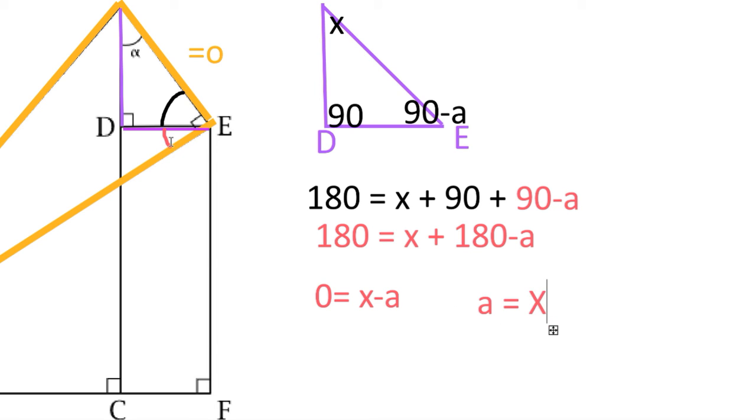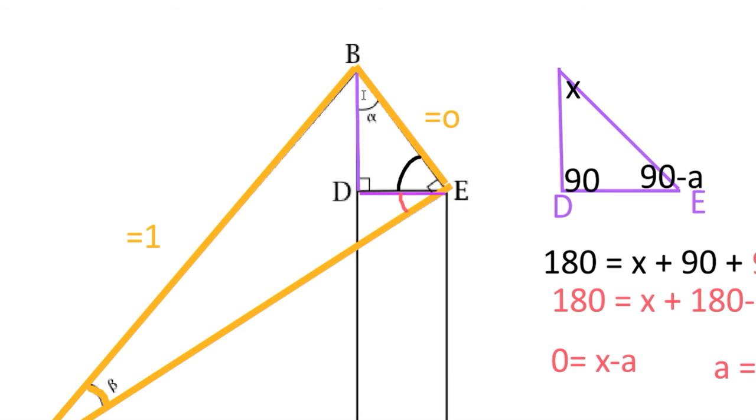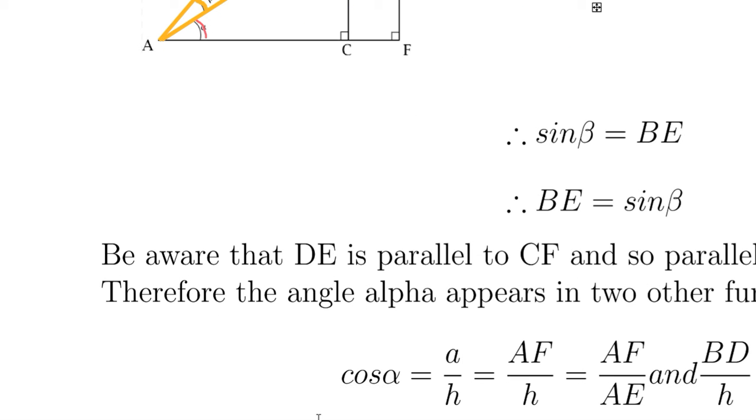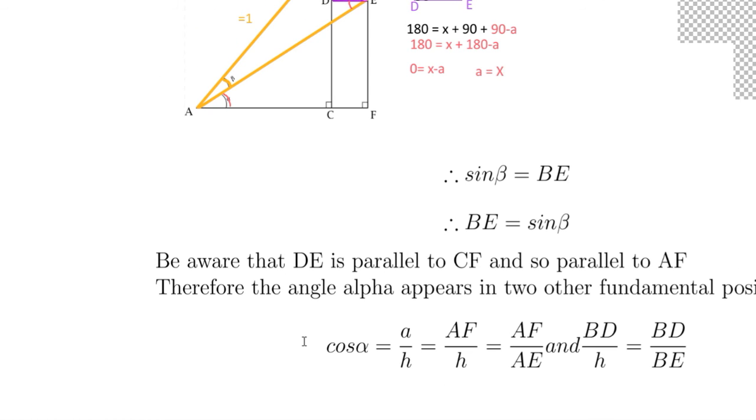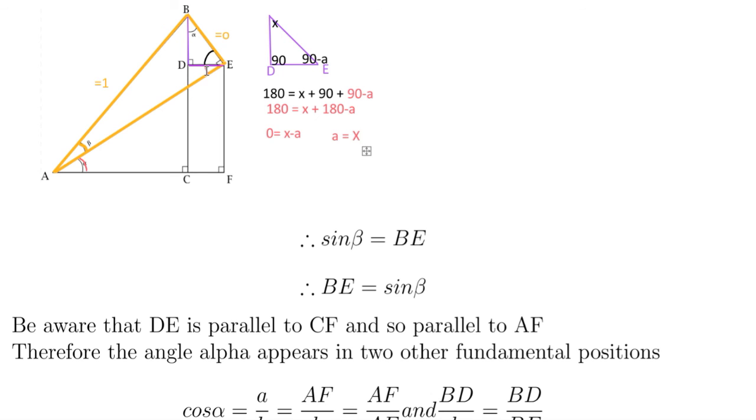And what was a all along? A was this angle, which was meant to be a representation of alpha again. So there is alpha, and now to conclude for this part of this video, I have shown you that this here is also alpha. And that is what I mean when I said here, therefore the angle alpha appears in two other fundamental positions. And what did I mean by that? I meant that the first fundamental position it appears is in here, AED, given that it was here as well, it must be AED. And the second fundamental position it appears is up here. That is also alpha.